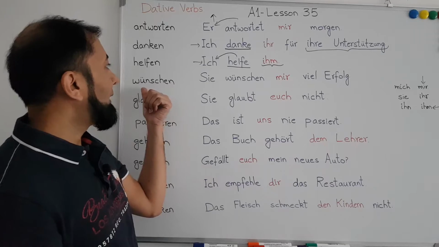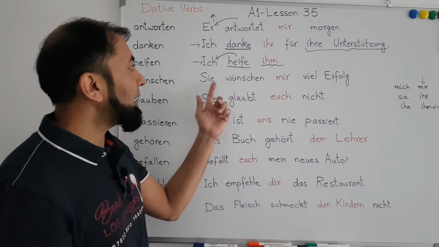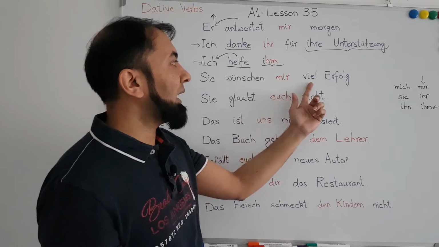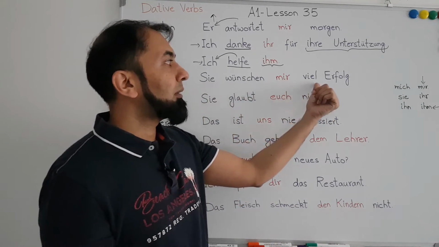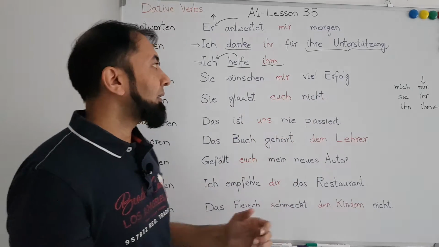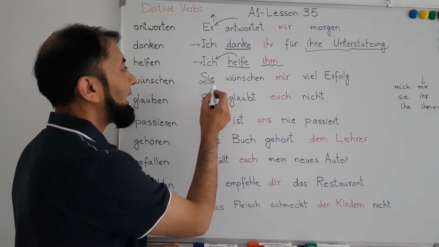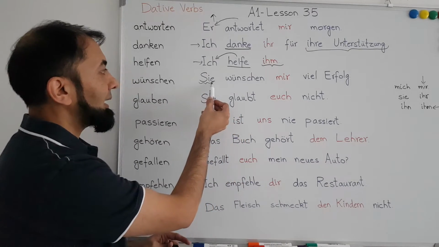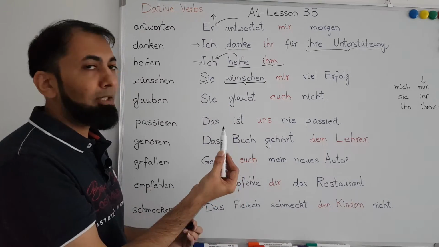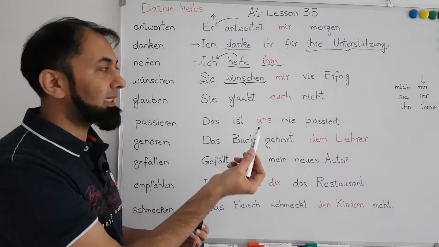Next example, wünschen. Wünschen means to wish. Sie wünschen mir viel Erfolg. They wish me a lot of success. Now in this sentence again, sie, which means they, here how we have identified this, that this sie corresponds to they, and the conjugation of wünschen is wünschen for sie, which means they.